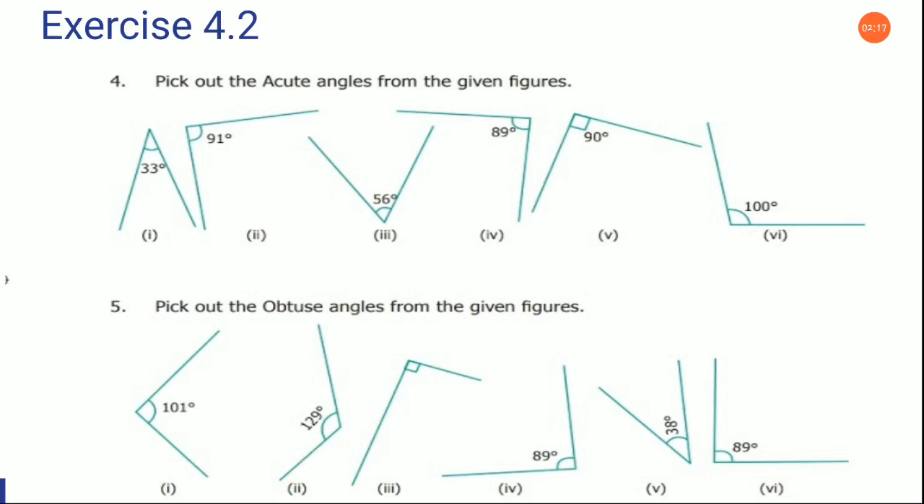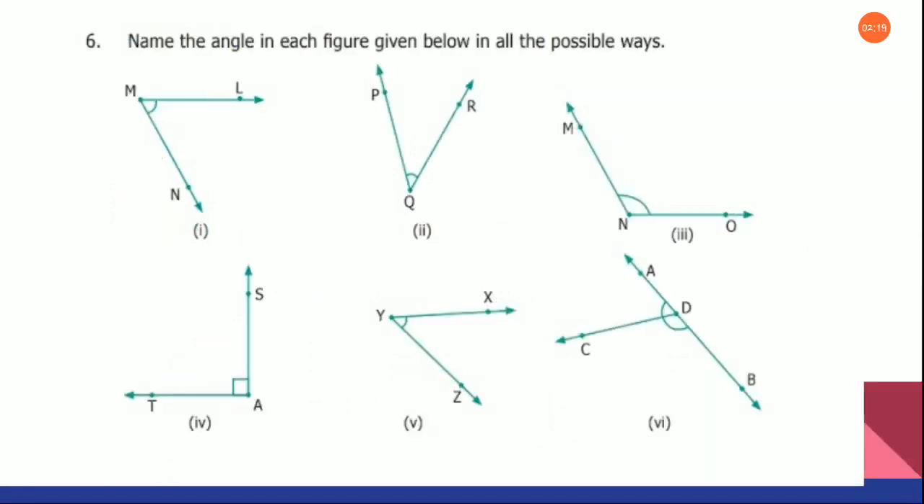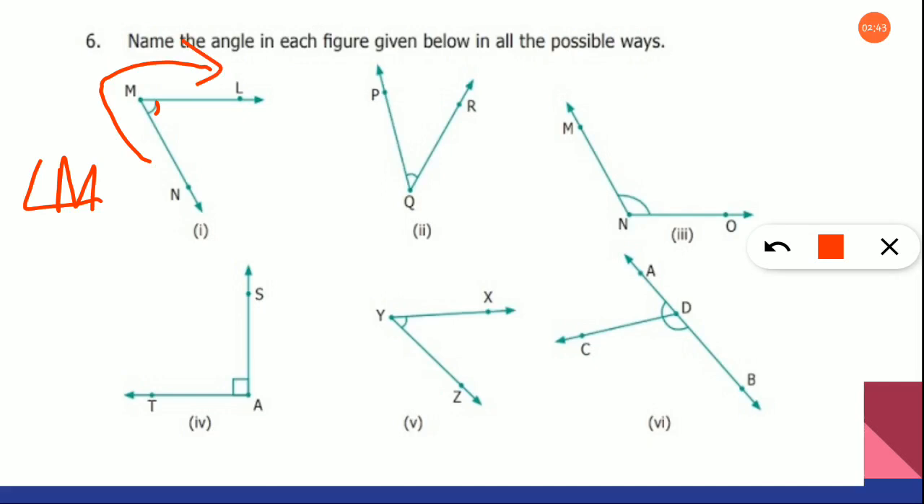Clear children? Now look at the sixth question. Name the angle in each figure given below in all possible ways. You have to name the angles. Shall we start naming it? Now first subdivision. This point is given as M. So can we write angle M? Clear? Next, while naming it, either you should go in this direction or you can come in the opposite direction.